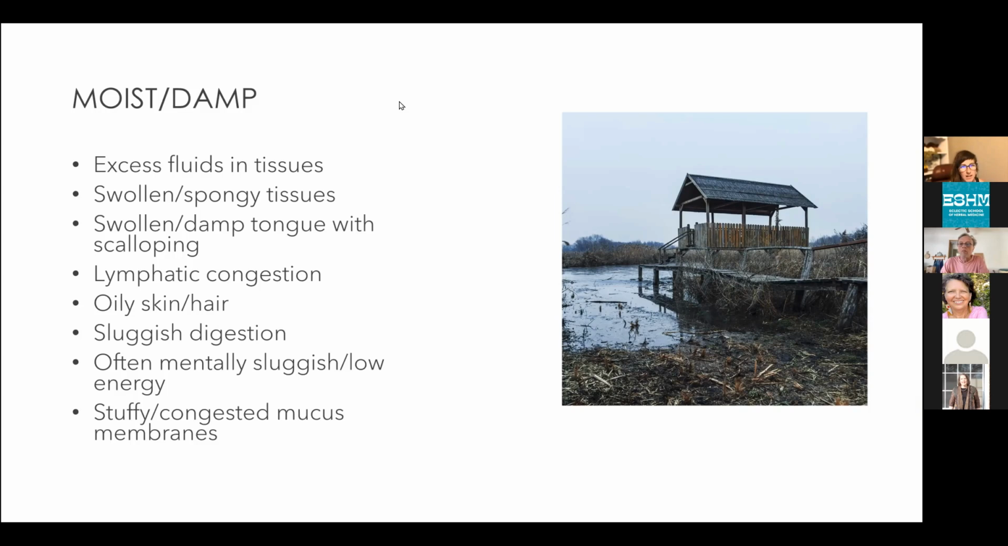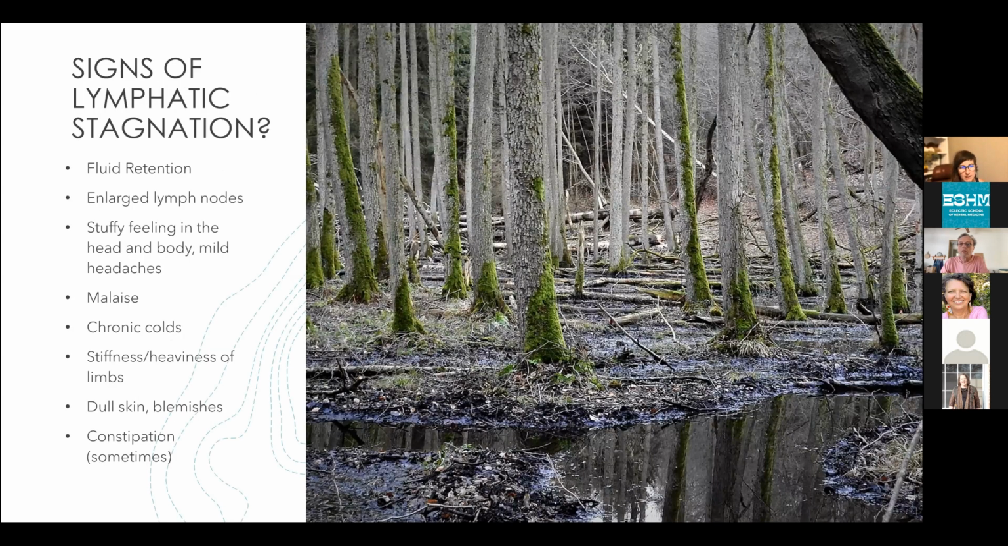So there are a lot of signs and symptoms of lymphatic stagnation. We're going to talk about a few here, and then we'll dive into more specifics as we look at herbs. So we often have fluid retention in the body, and that can look like lymphedema. It can even kind of feel like bloating. We're looking at enlarged lymph nodes, and this is really common with infections and with allergies specifically.